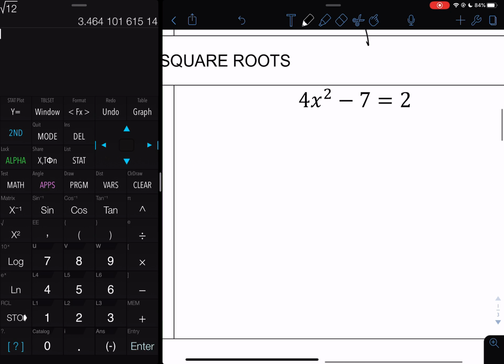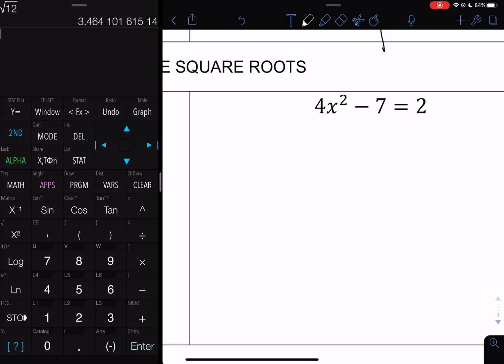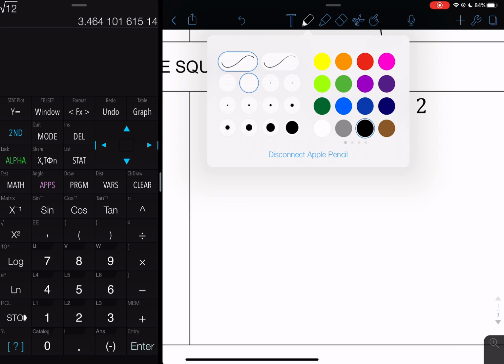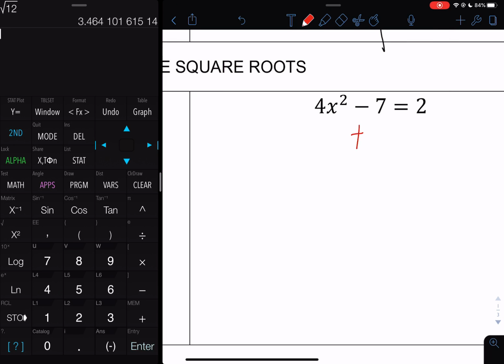One more sample like that. Remember that you want x by itself. So if you want x by itself, start by adding 7. Add 7. That cancels out. So now you have 4x squared equals 9.